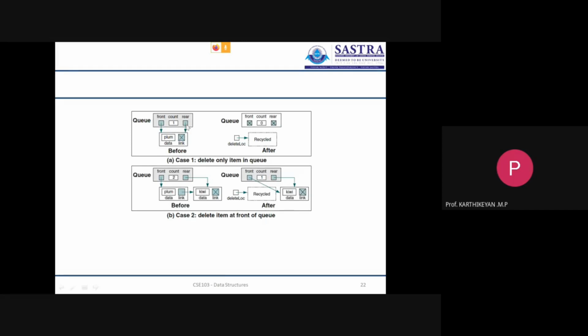After deleting this, the rear should point to null, because we always delete values from the front. So after deleting this node, rear will point to nothing. So make the rear point to null, then delete the plum.